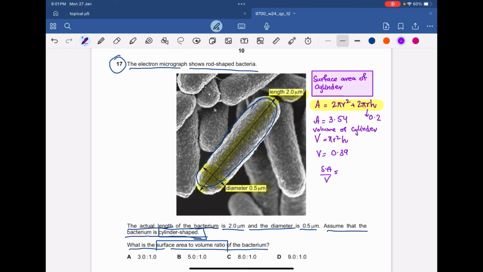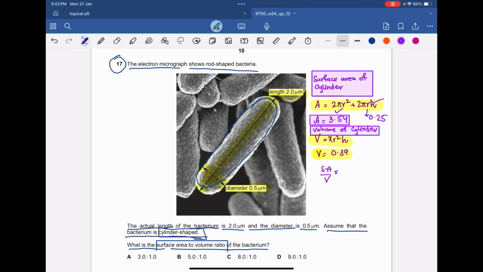We will put in the values. We will use pi as it is in the calculator, and the height is 2 micrometers, and then the answer will be 3.54 micrometers squared. Then to calculate the volume of the cylinder, we use the formula pi r squared h, which is the formula for the volume of the cylinder. We will also put the values in here and we get our answer as 0.39.